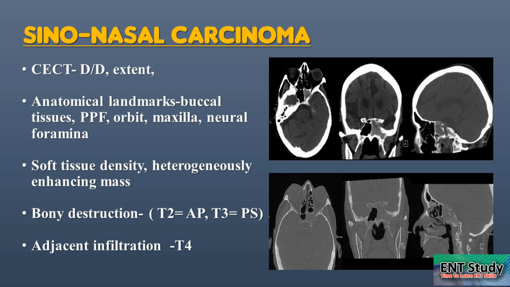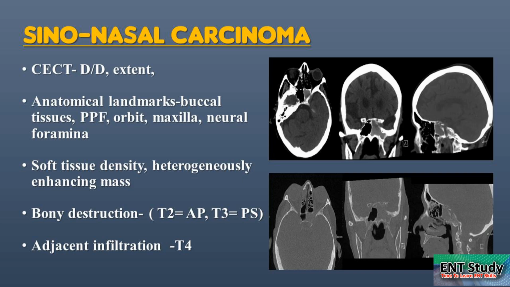Okay, so the pterygopalatine fossa, and then you have to look at the maxilla. This whole thing is the maxillary bone. You have to look at the palate. You have to look at the neural foramina. Where would they be located? So what you basically see is a soft tissue heterogeneous density mass, which is heterogeneously enhancing. Bony destruction, to know the extent of bony destruction is very important.